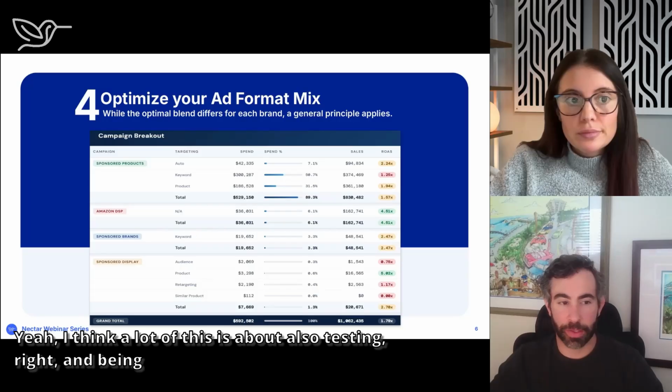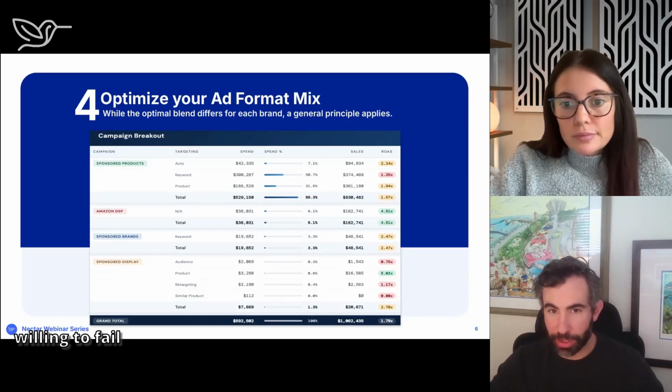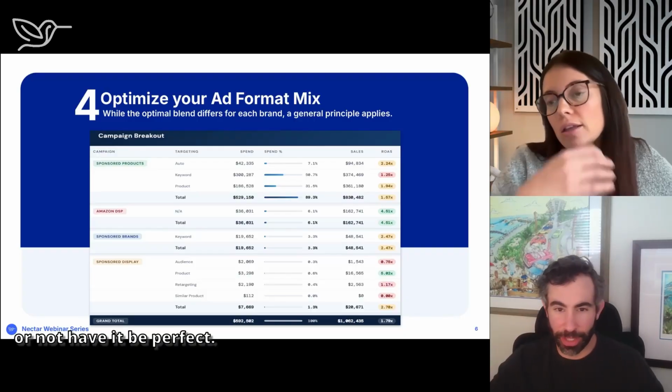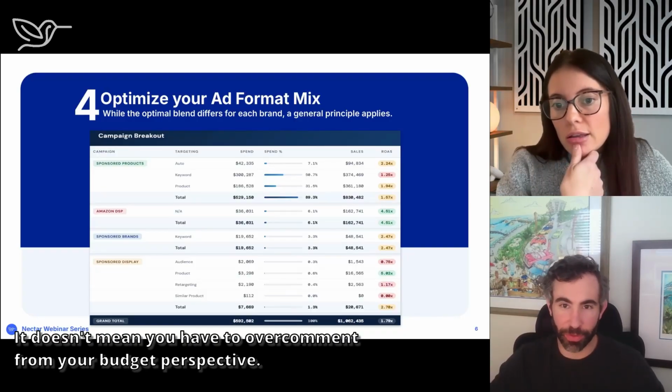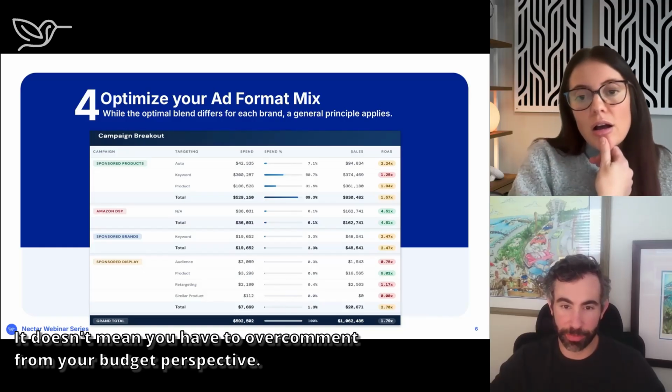Yeah, I think a lot of this is also about testing, right? And being willing to fail or not have it be perfect. It doesn't mean you have to overcommit from a budget perspective.